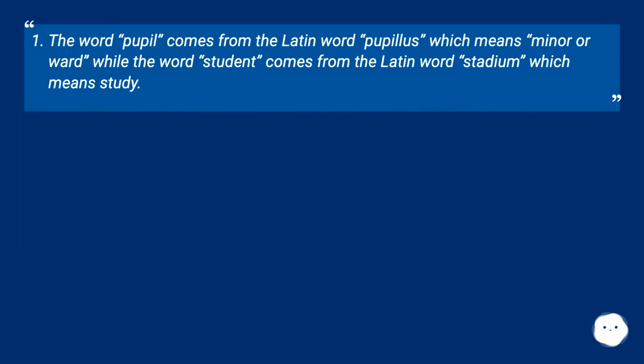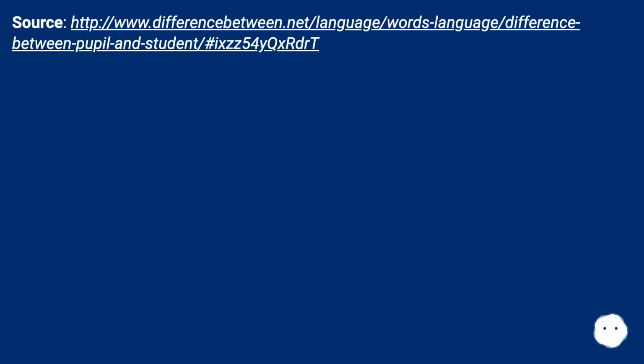The word pupil comes from the Latin word pupillus, which means minor or ward, while the word student comes from the Latin word stadium, which means study. Source: this URL.